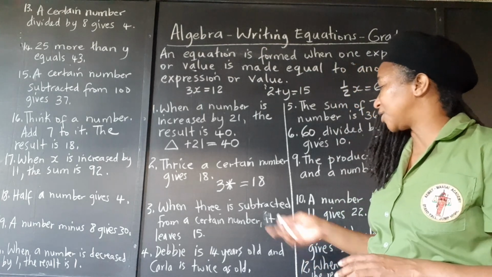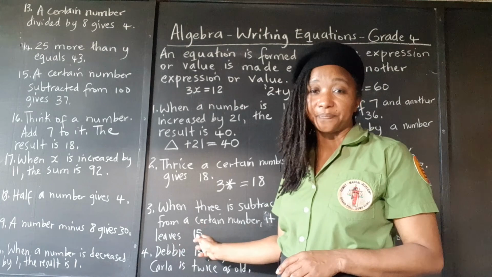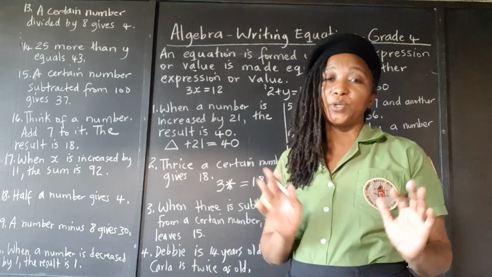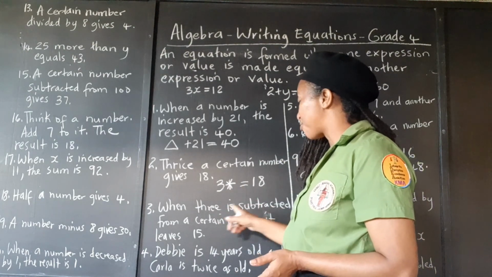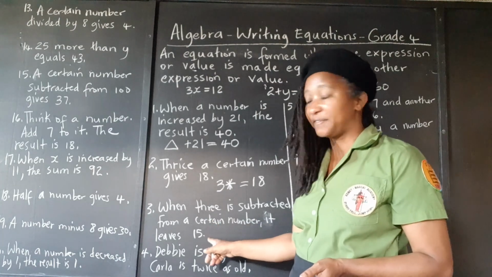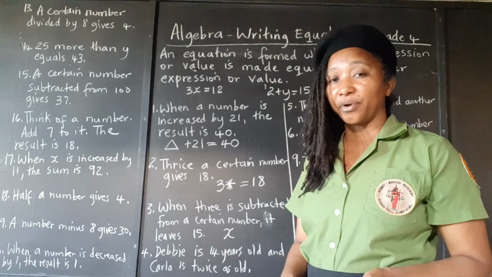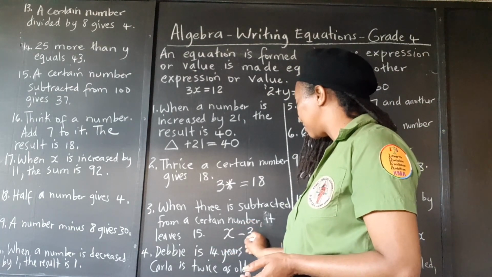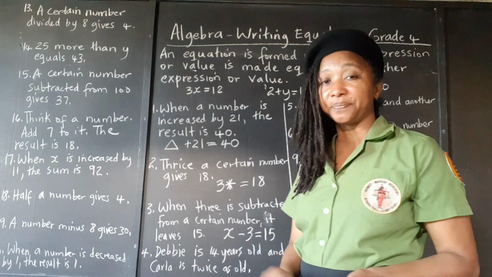When 3 is subtracted from a certain number, it leaves 15. So we're going to have a number, and we're going to use a letter to represent the number. We're subtracting 3 from it, and the result is 15. So let's say we're using x to represent that number. When we take 3 from it, the result is 15.